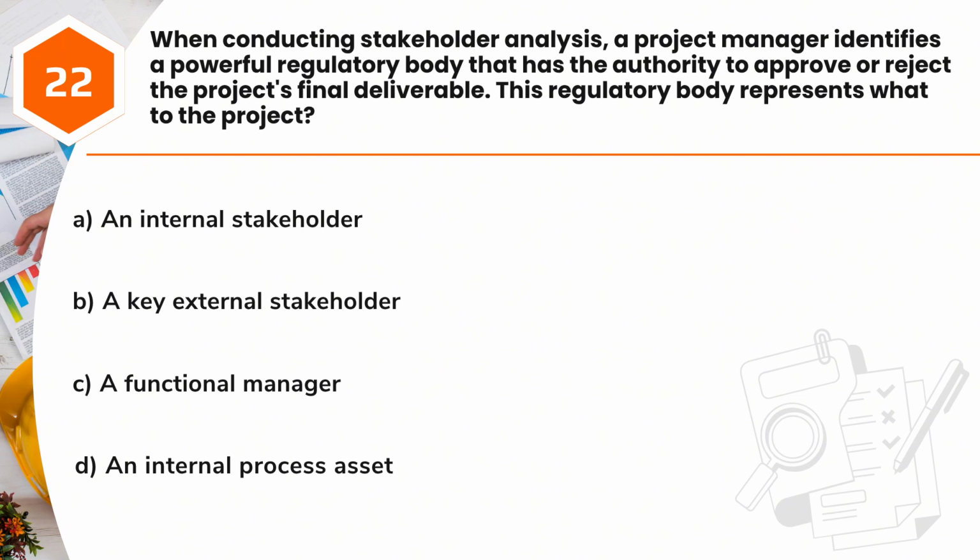Question 22. When conducting stakeholder analysis, a project manager identifies a powerful regulatory body that has the authority to approve or reject the project's final deliverable. This regulatory body represents what to the project? A. An internal stakeholder. B. A key external stakeholder. C. A functional manager. D. An internal process asset.